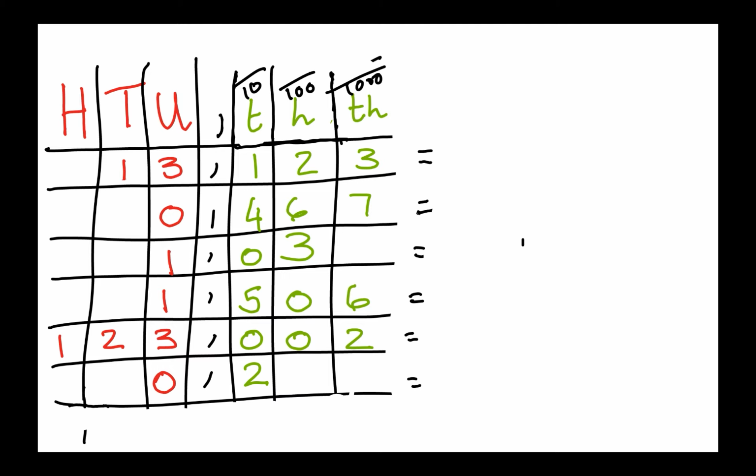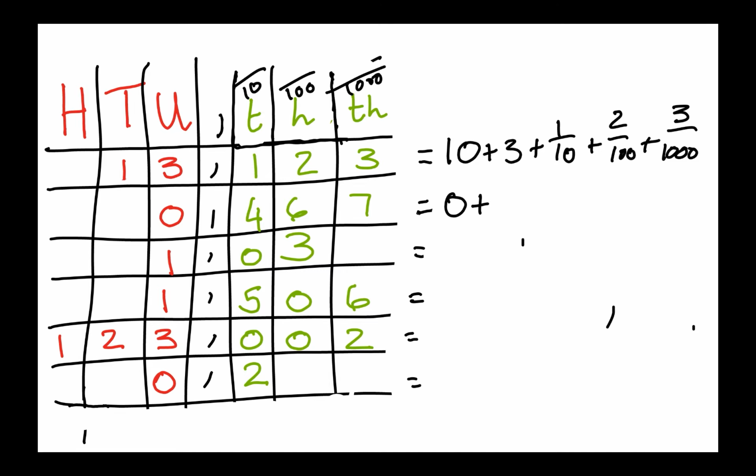Okay, the first thing that we did here was I filled them into the table for you already. So what you have to do now is go and write them in expanded form. So the first one, I've got 10 plus 3. Then I've got 1/10, 2/100, and 3/1000. Okay, let's quickly look at the next one. There's no units, so I will have nothing. Then I've got 4/10, 6/100, and 7/1000. Okay, so the table helps you to show you the value, and then you can just write them in expanded form like that.